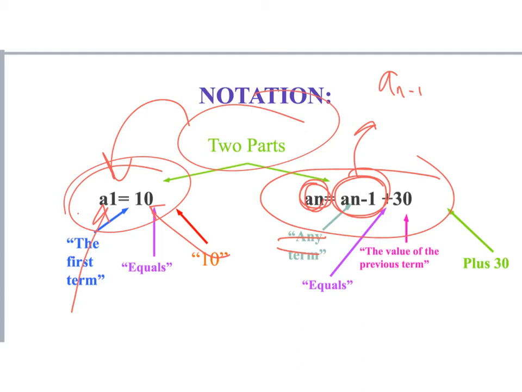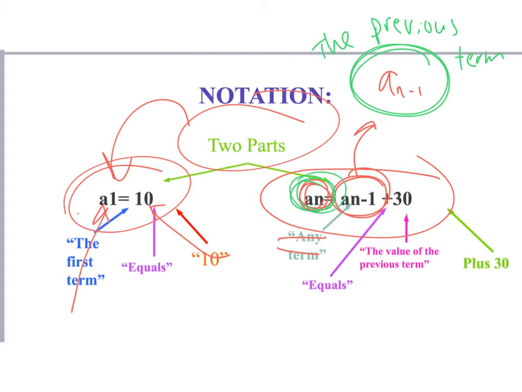Just think about this as the previous term. I don't want anything else going into your brain than the previous term. So when we look at this, we can say the value of any term is equal to the previous term plus 30. So that's just the rule, okay?